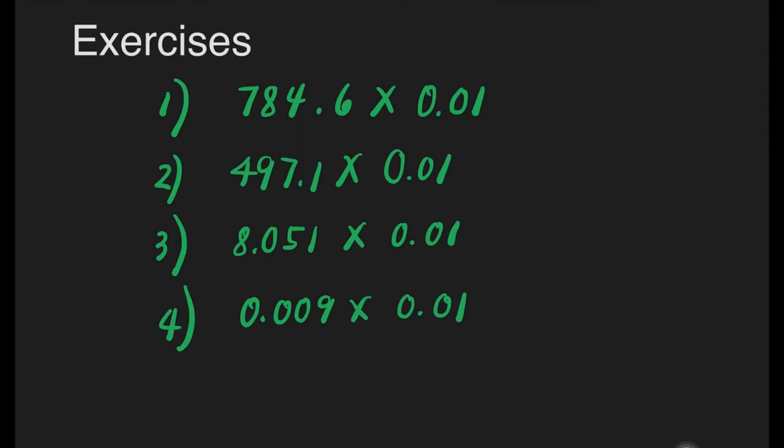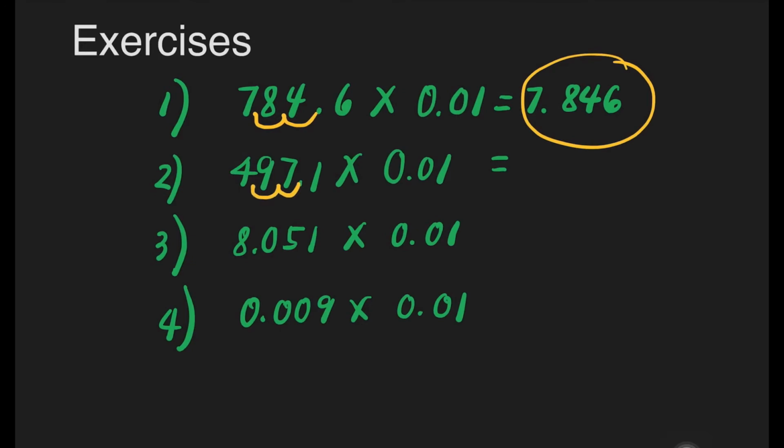For number one, we will just move two places to the left. That's going to be 1, 2. Our answer will be 7.846. That's 7 and 846 thousandths. Next, number 2. We'll just move 2 decimal places to the left. That's 1, 2. So our decimal point will be here, 4.971. So our final answer is 4 and 971 thousandths. It's really nice to solve mathematics calculations like this.